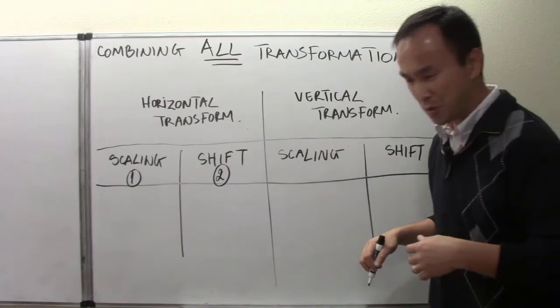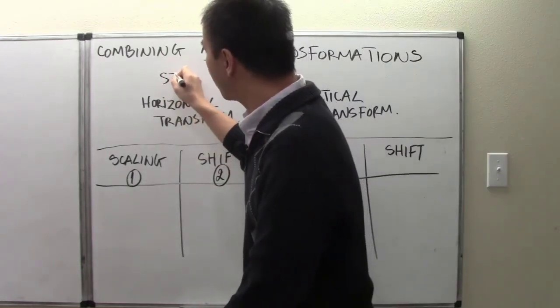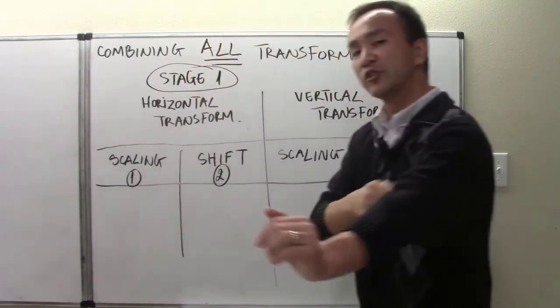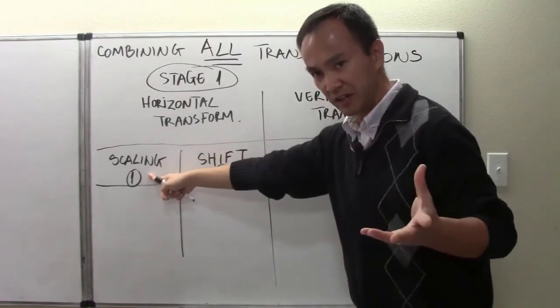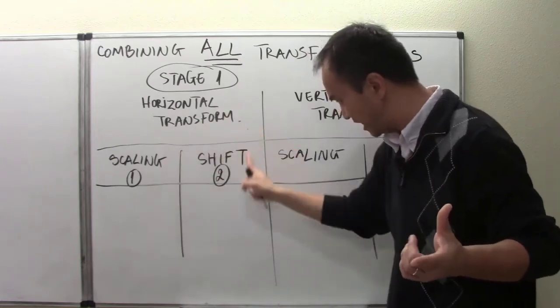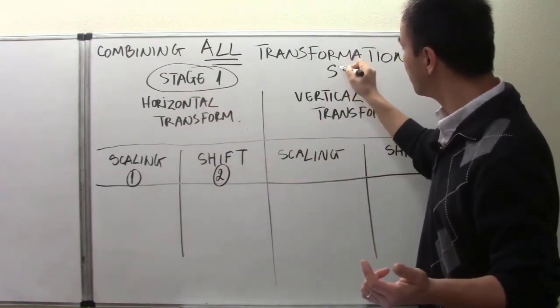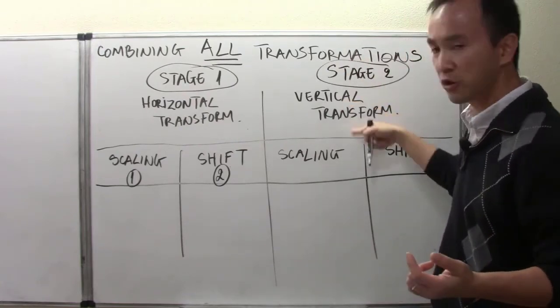All right, so I should have mentioned about stage. So you can think of this as stage 1 right here. Okay, stage 1, get all of the horizontal transformations done. And then in stage 1, it's really step 1, step 2. Okay, get all the scaling done first, and then the shifting horizontally. And then we move on to stage 2. So stage 2 is where we take care of all the vertical transformations.